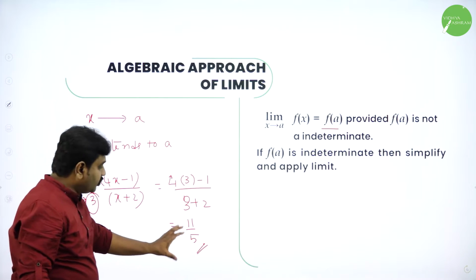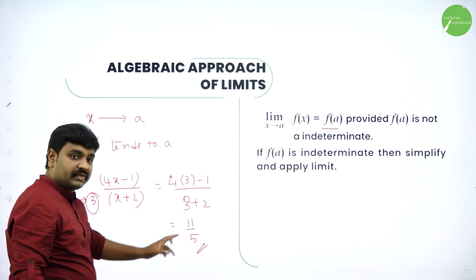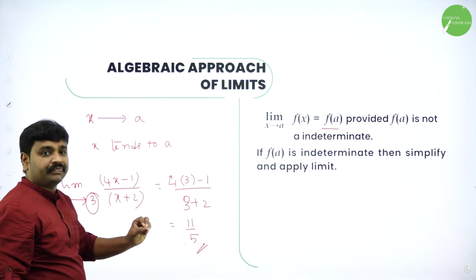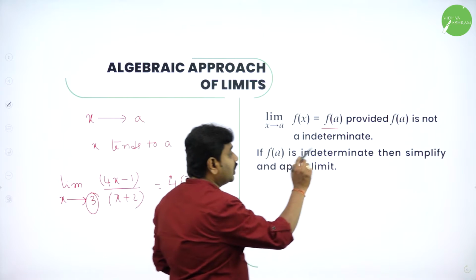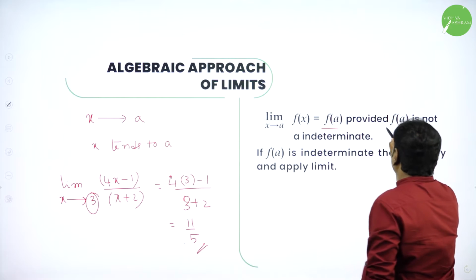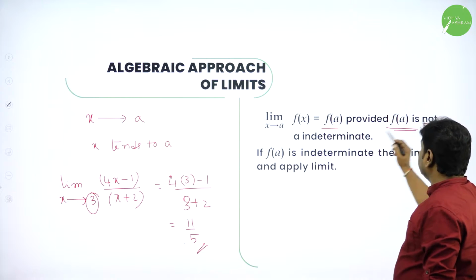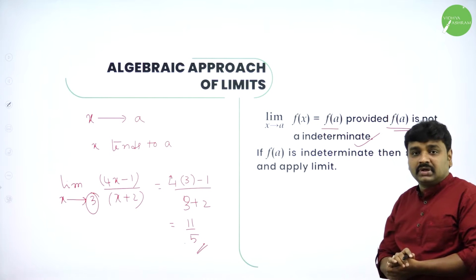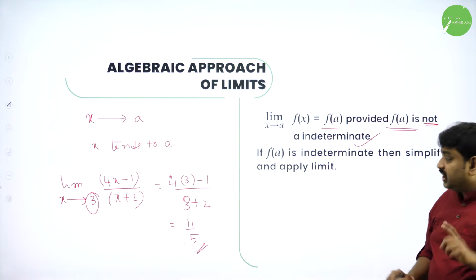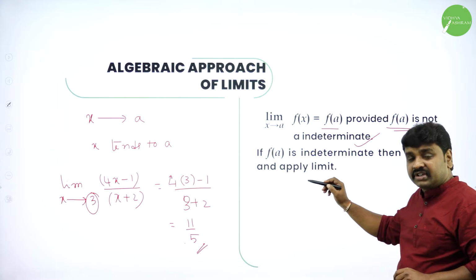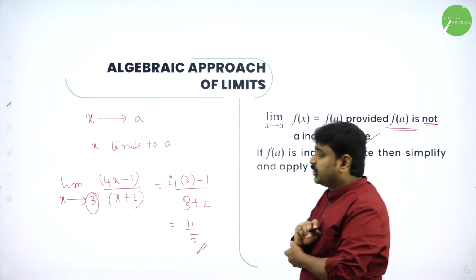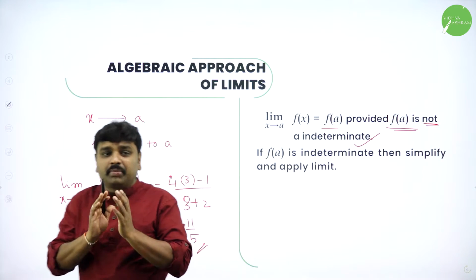And whatever value you get, it should be unique. 11 by 5 is a constant number. But provided your f of a, whatever you get, should not be indeterminate. If it is indeterminate, you should simplify the function, then apply the limit. So now we will go to the simple approach of limit.